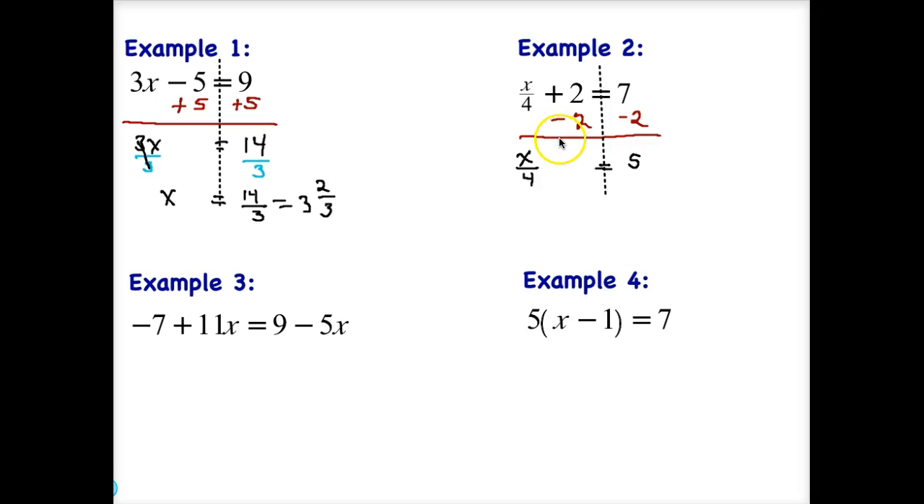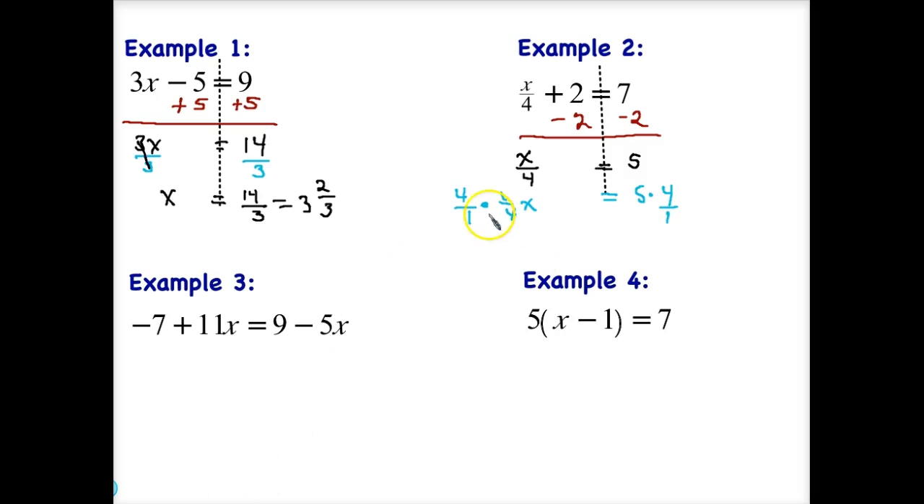Example 2, I also skipped steps 1 and 2. So I'm going to move the constant to the other side, and I get x divided by 4 equals 5. So now in this case, we really have the same thing as 1/4 times x equals 5. So now I'm going to multiply by the reciprocal. The reciprocal of 1/4 is just 4 over 1, or 4. So I'm going to multiply both sides by 4 over 1, or 4.